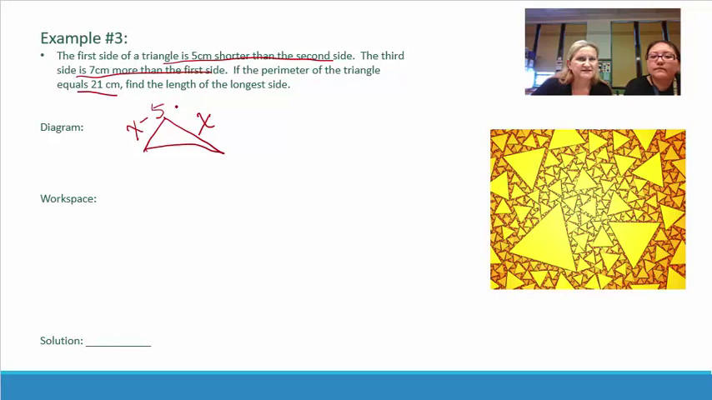And the third side is 7 centimeters more than the first side. So that's X minus 5, that was my first side, plus 7. So negative 5 plus 7, we end up with X plus 2.